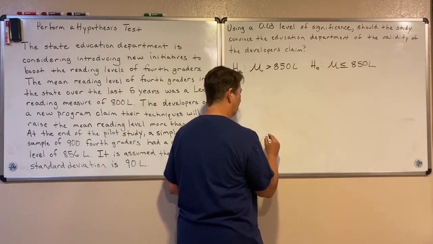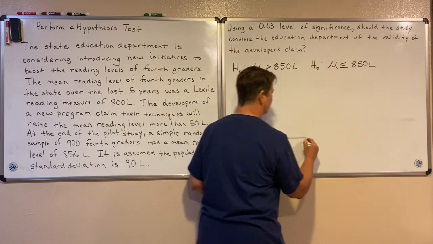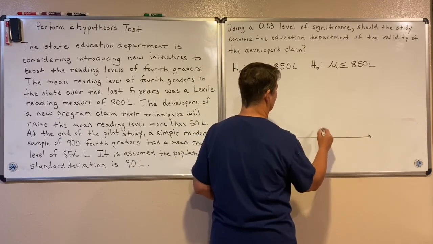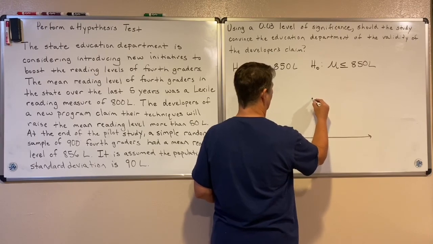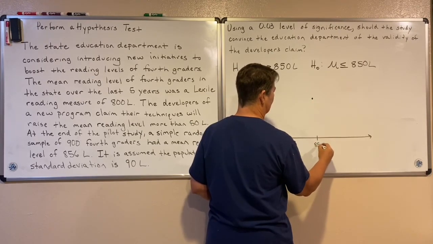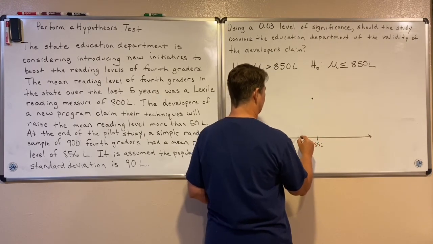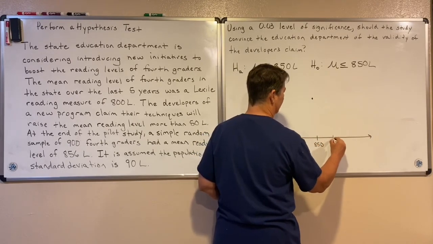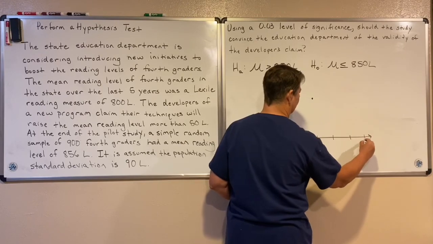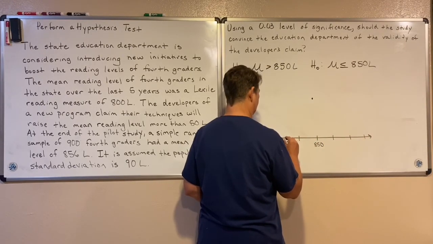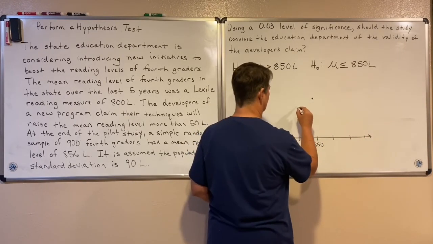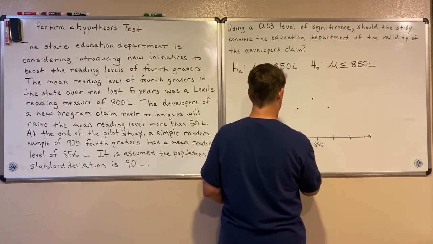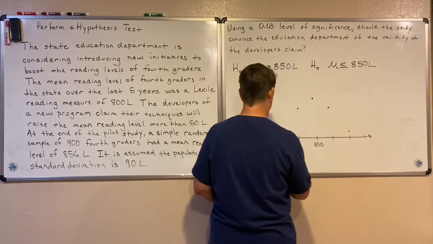So I'm going to draw my normal distribution just to give me a picture and a visual of what's happening. Remember, in our normal distribution, our mean, median, and mode are right at the center. Our mean there is 850. Then I'm going to go out 3 standard deviations. So I'm just going to draw myself a normal curve real quick.